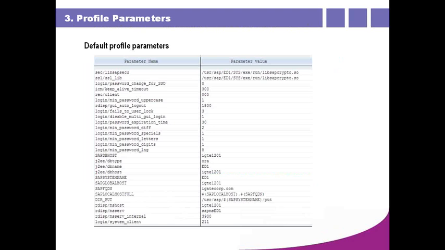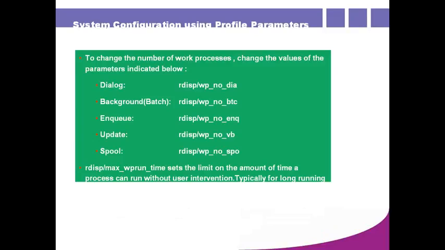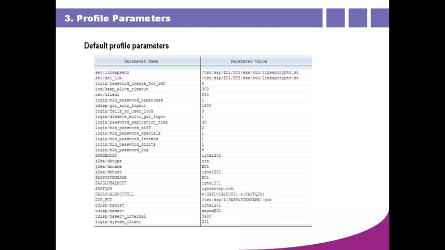So what is rdisp? I don't know. Disp is for display, I think. R is for R3, I think. That is the reason, the real time display parameter, might be. So like this, these are all the parameters we will maintain in the system. Not only rdisp, some are with rdisp, some are with login.